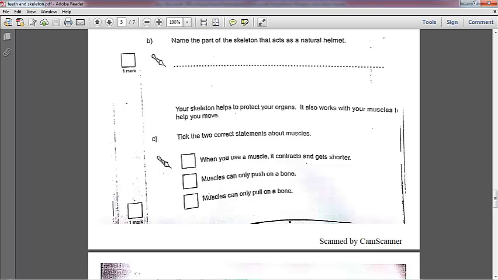Okay? You can try by stretching your arm and putting a hand below your arm. You will find the muscle pulling on your bone, and then bend your arm. You will find it pushing on your bone.